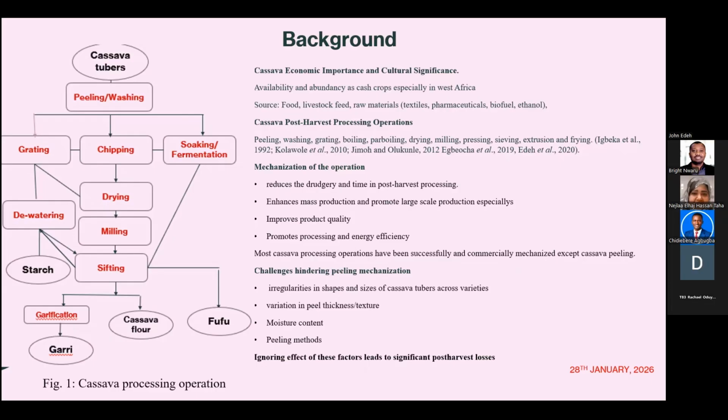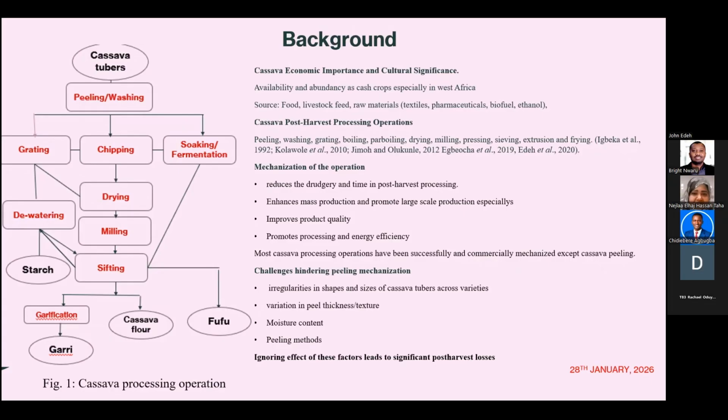Traditionally, what is dominating is the manual peeling method, which has been adjudged to be almost the best method. Okay. And there are also variations in peel thickness and texture. These are the things that actually influence the final product. Of course, peels have to be removed because there is some toxicity contained in the peels that is not good and safe for human consumption. So it has to be removed.